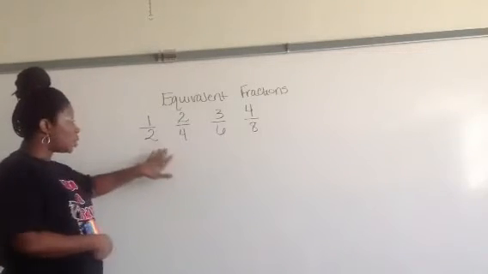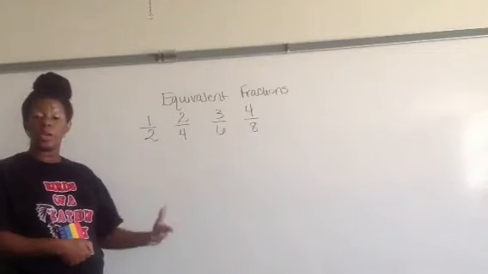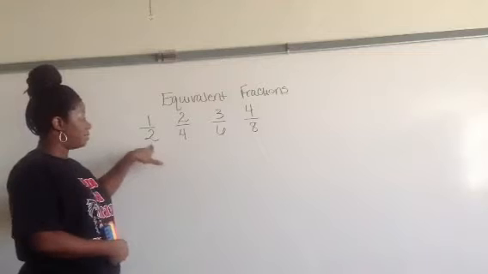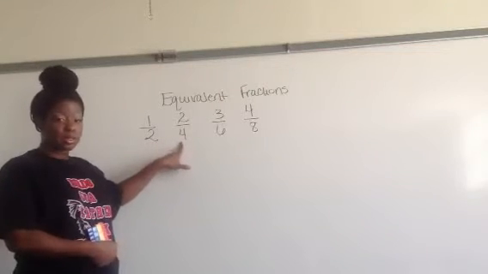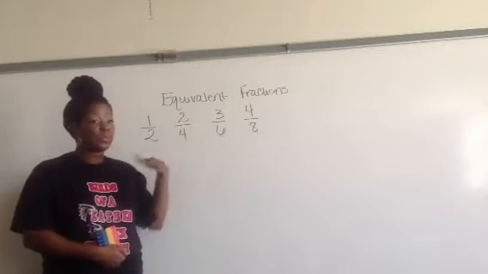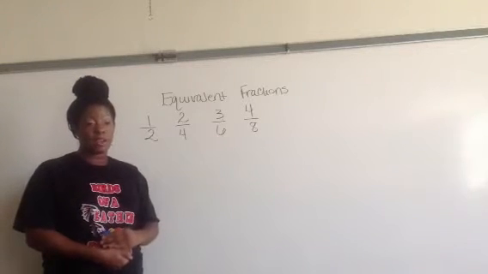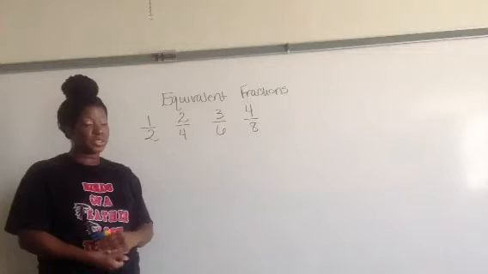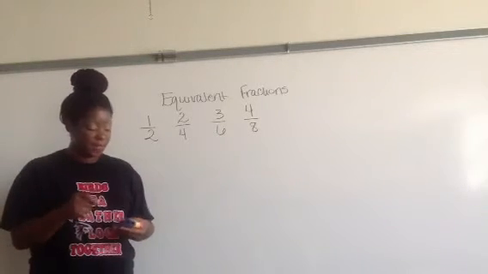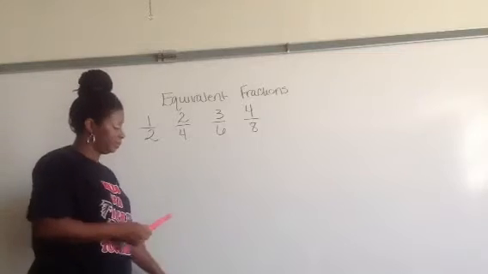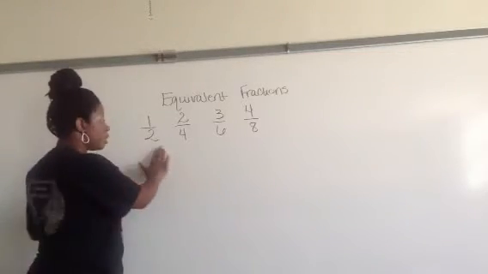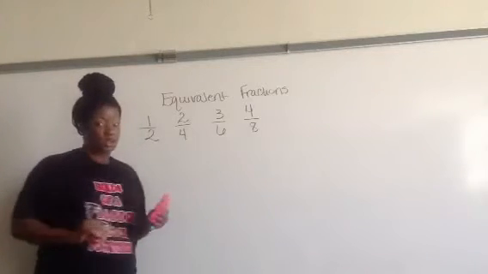So I've got 4 fractions listed here that are all equal to each other, and all 4 of them look very, very different. 1/2, 2/4, 3/6, 4/8. All 4 of these look different, but they are all very much the same in size or the same in value. To demonstrate that a little further, in my hand I have 4 different fraction bars that also represent the 4 different fractions on the board.